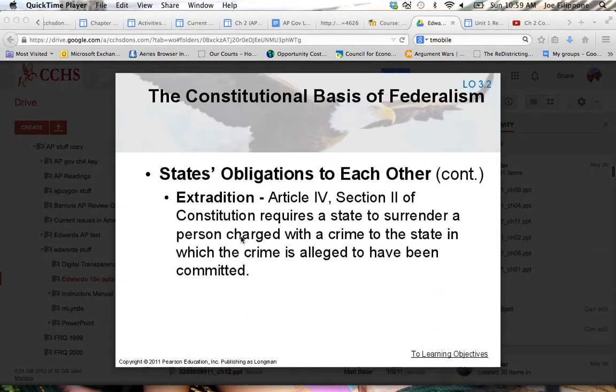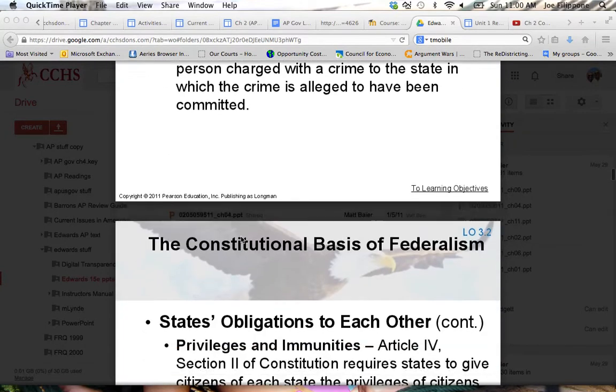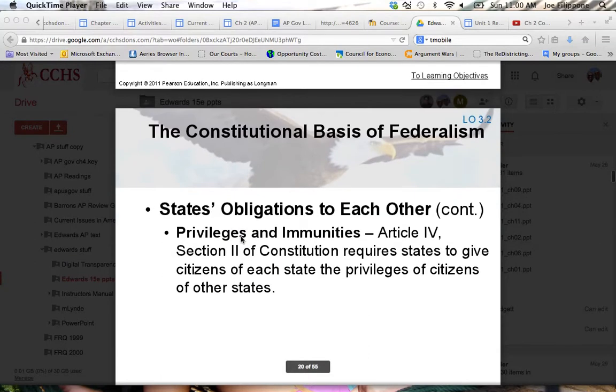Okay, extradition is another one. It requires a state to surrender a person charged with a crime in the other state. And states' obligations to each other, privileges and immunities. It requires states to give citizens of each state the privileges of citizens of other states.